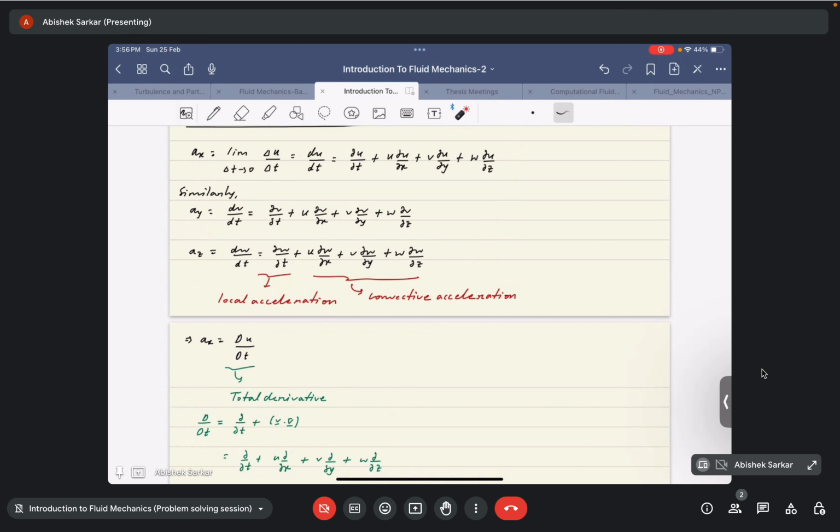So different teachers or people who take the course may term the partial derivative differently, but in my case I term it as dou, okay.